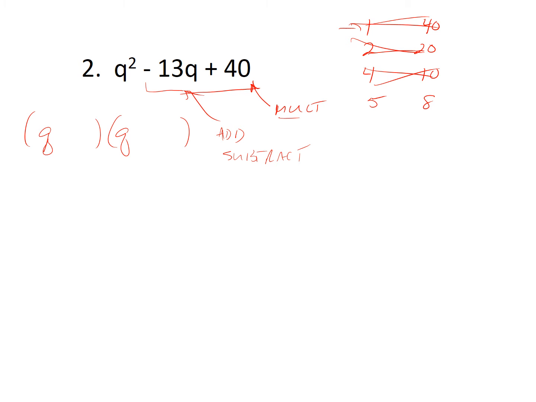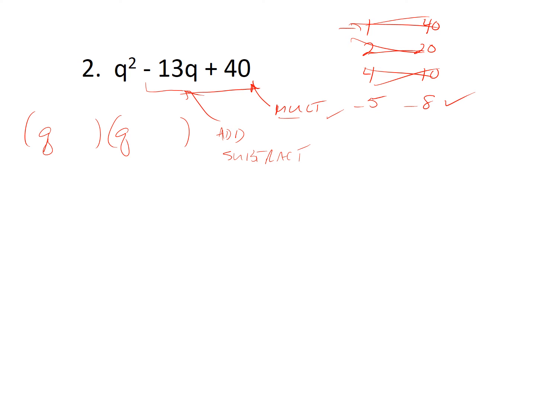So 5 and 8, 5 times 8 is 40, so it satisfies this multiply. And is there any way to add or subtract these two numbers and get 13? Well, if I added them, I'd get 13, but it would be the wrong sign, right? It would be a positive 13. So what if I used negative 5 and negative 8? The negative 5 times negative 8 would still give me positive 40, right? Negative times a negative is a positive. And if I add those two, I'll get negative 13. So those are the ones that I want to use.